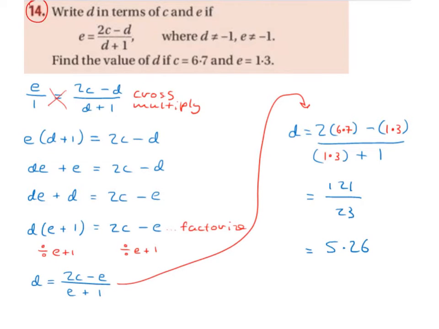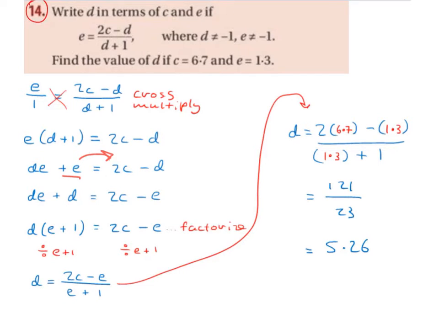Now I can multiply out my brackets. E times D is DE. E times 1 is just E. And that's still equal to 2C minus D. I'm trying to make D the subject of the formula, so now what I want to do is bring anything that has a D over to the same side and anything without a D over to the other side. So DE has a D in it, so that's just going to stay on the left-hand side. E does not have a D in it, so I'm going to move that over the right-hand side. And it's going to become minus E.